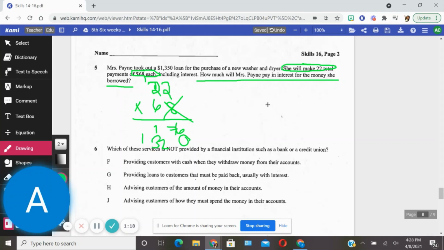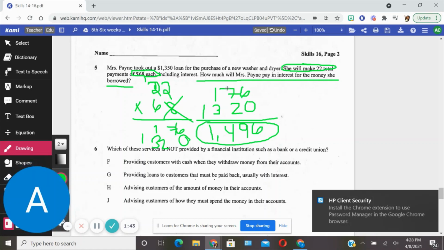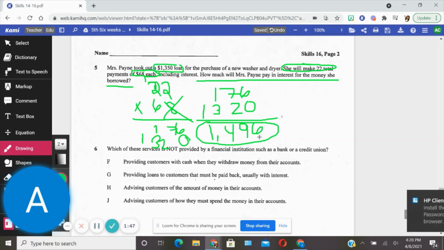So I'm going to add 176 plus 1,320. So let's add that together. 6 plus 0 is 6. 7 plus 2 is 9. 1 plus 3 is 4. Bring down the 1. So she's going to pay a total of $1,496. Her loan was only for $1,350. So that means she's paying more. That extra amount she's paying is for interest.